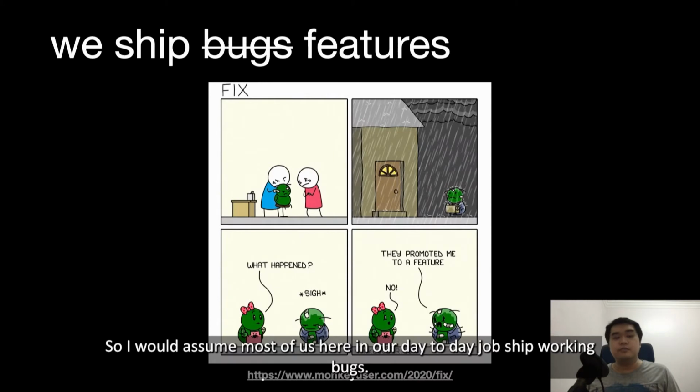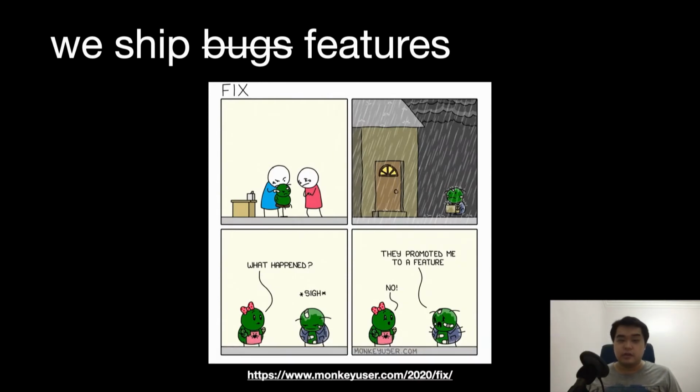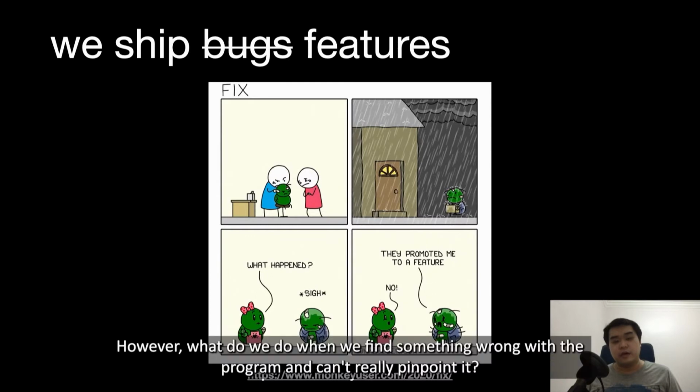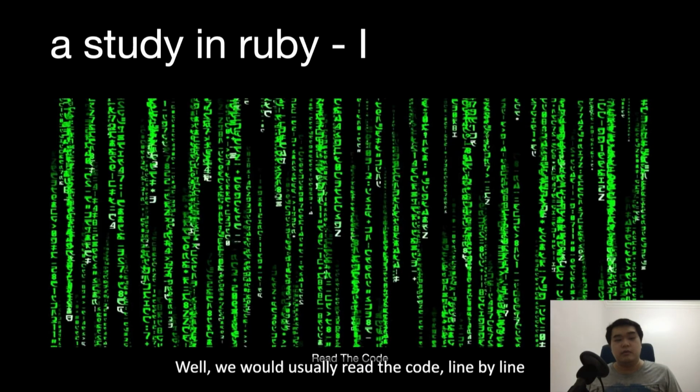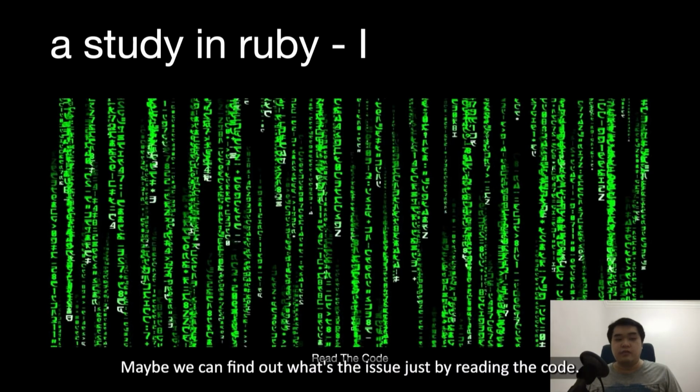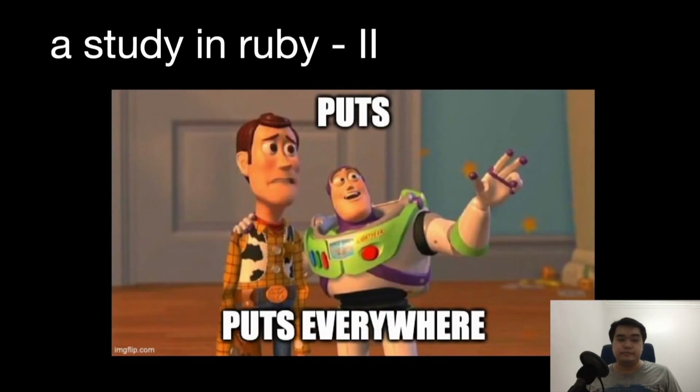So I would assume most of us here in our day-to-day job ship working bugs. Oh, sorry, I meant features, working features. As part of that, we write tests to ensure our code is working. However, what do we do when we find something wrong with the program and can't really pinpoint it? Well, we'll usually read the code line by line, going through the logic and trying to decipher why the code isn't working.